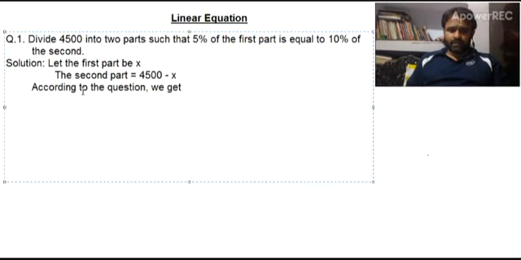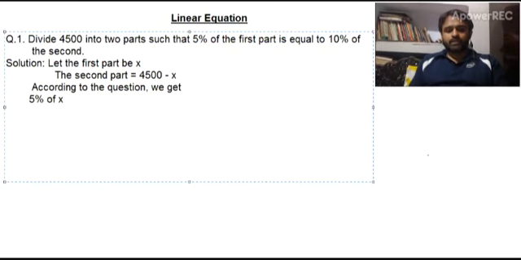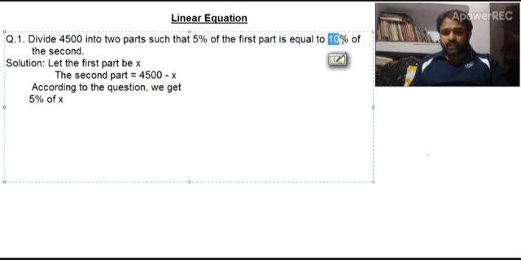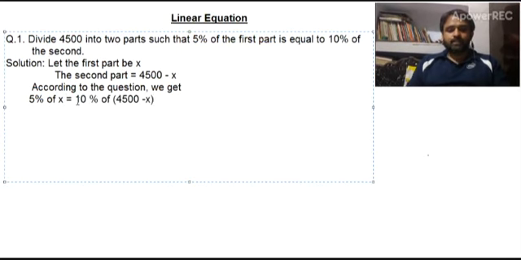Let the first part be x, second part be 4500 minus x, and according to the question, what will we get next? What does the question say? 5% of x. You can read here. 5% of the first part is equal to 10% of the second part. So what is the next step? It is equal to 10% of 4500 minus x.